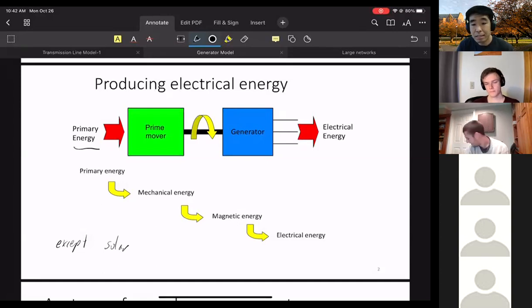Wind actually follows this dynamics because wind is mechanical energy. It's turning a generator turbine. So wind follows this, solar does not. Solar is the special form of energy. But for now, let's think of a synchronous generator, meaning something is turning at a synchronous rate.